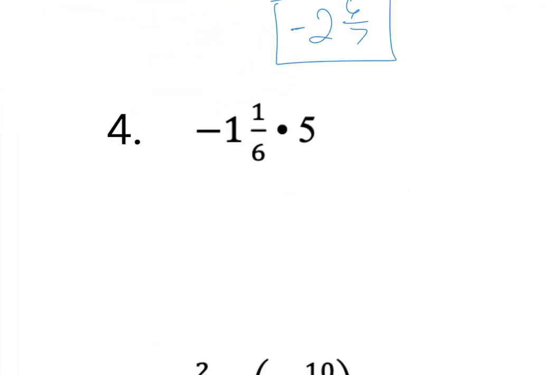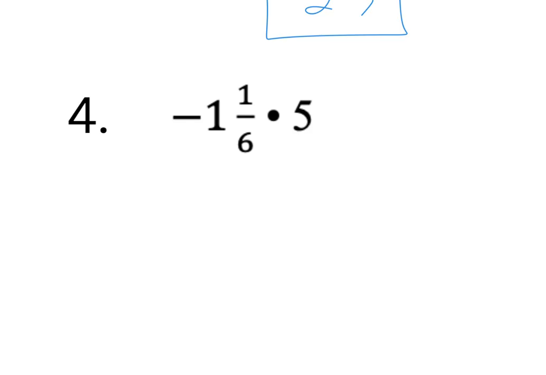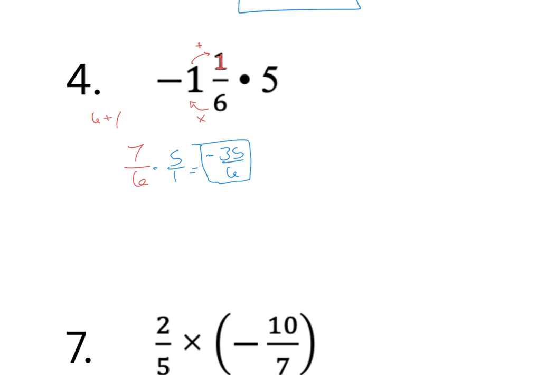Number 4. Don't try and multiply it all like this. Convert it to an improper fraction first. 6 times negative 1 is negative 6. Add this 1 right here, and you're going to get 7/6 times 5 over 1. That's going to be 35/6, and it's negative, and that is good enough for the final answer. But if you did convert it to a mixed number, it would be negative 5 and 5/6.